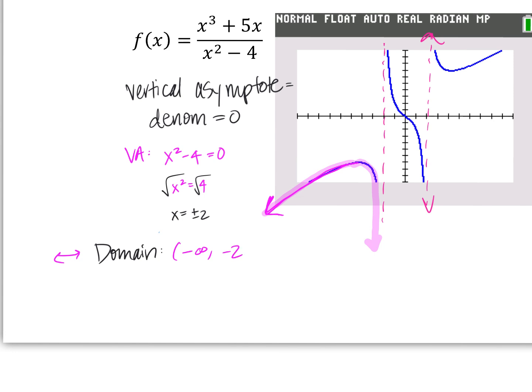Will I ever equal -2 if there's a vertical asymptote? I get really, really close to it, but you'll never equal it because if I equaled -2, -2 squared is 4, 4 minus 4 is 0. I'd have a 0 in the denominator. Can't do it. So we're going to say a parenthesis there. We're going to get really close to that -2. And this right here, I'm going to highlight it, is shown here on my graph.